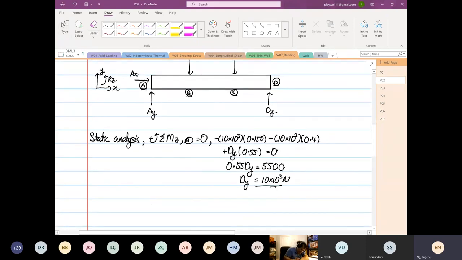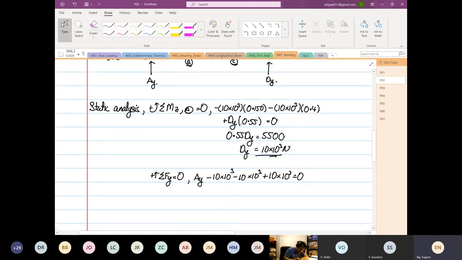And forces, so this will be equal to AY minus 10 times 10 to the power 3 minus 10 times 10 to the power 3 plus 10 times 10 to the power 3 equal to 0. So AY is equal to 10 times 10 to the power 3 Newton.